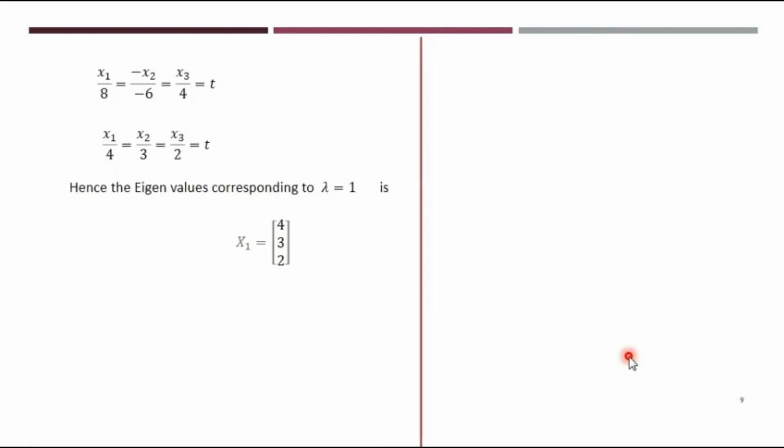Okay, so how did we start? We started with A minus lambda into X, and in it, in place of lambda, we substituted the first eigenvalue. We got a matrix, converted the matrix to equations, considered any two equations, and using Cramer's rule we calculated the eigenvector. Sorry, these are eigenvectors, not values. Hence the eigenvector corresponding to lambda equal to 1. These are not values, please change that.